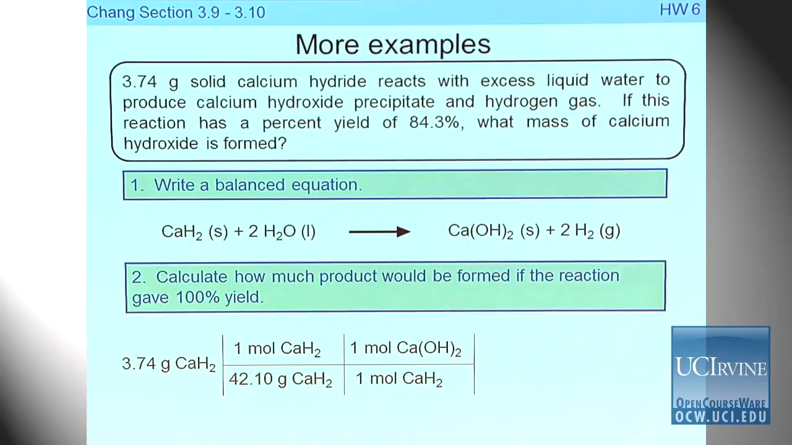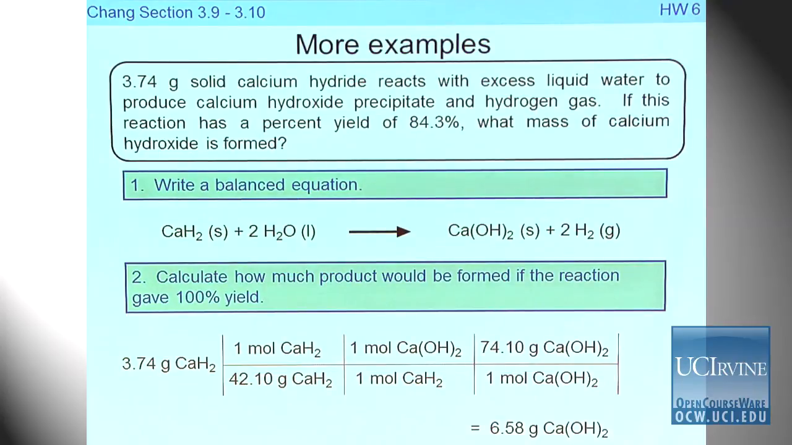Okay, next, I want to see how much product I form by looking at the mole ratio of the reactant with the product. That is 1 to 1. Each 1 mole of calcium hydride will generate 1 mole of calcium hydroxide. So this whole thing here is now the number of moles of calcium hydroxide. And I can now calculate the quantity of calcium hydroxide in grams by multiplying by the molar mass. So I do the same conversions as before. A total of 6.58 grams of calcium hydroxide.